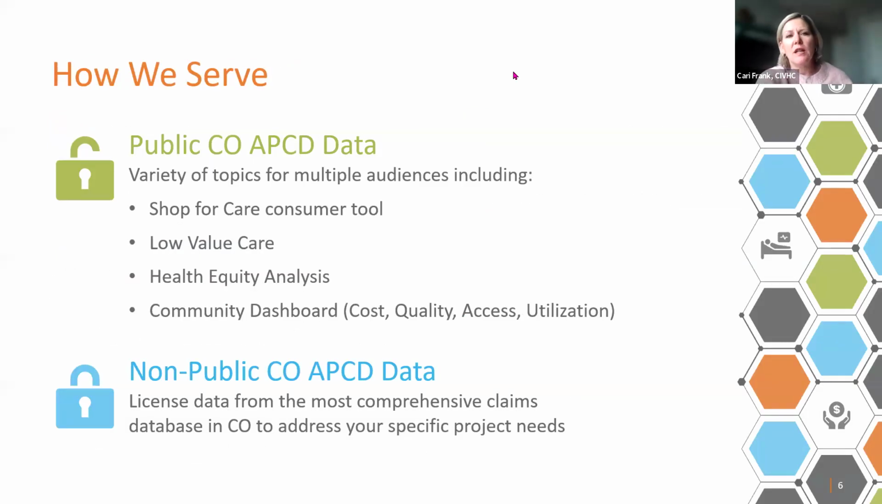What we do is make that data publicly available, which is what we're going to talk a lot about today. We have a ton of information on our website. If you go to civic.org, feel free at any point in time. We have a shop for care tool that helps people if you need knee surgery or shoulder surgery or an imaging service. It'll tell you how much it would cost at different locations across the state, and we marry that with quality data as well.